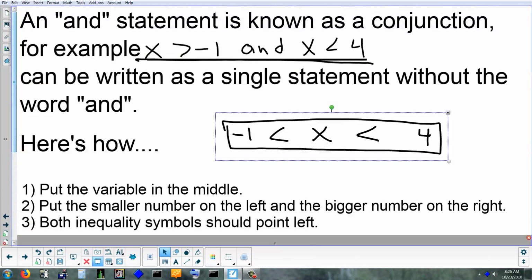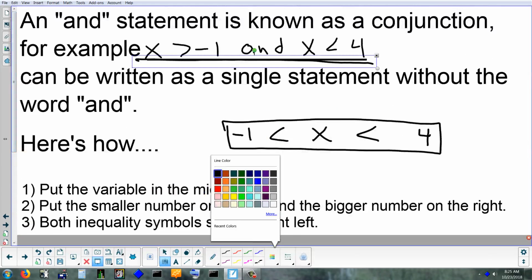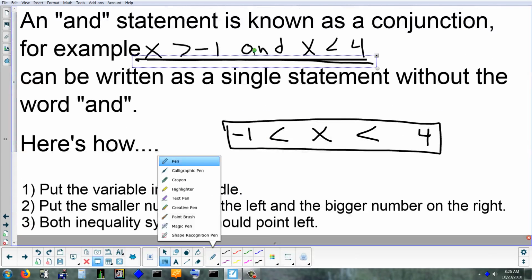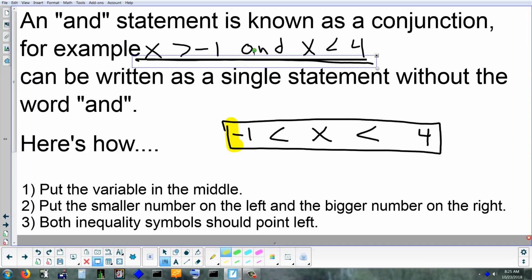You start in the middle and you pronounce it x is greater than -1. That's that part. I just want to highlight it so you can see it. That part in yellow is the part right here. X is greater than -1. Notice what happened? The variable and the number kind of flipped around, but it's pointing at the -1. It's the same thing. When you write it short, though, that's what's going to happen. So there's the first part.